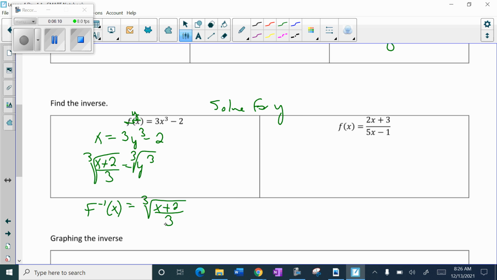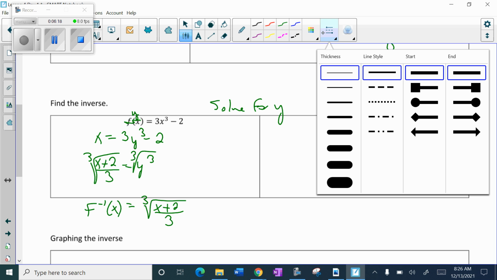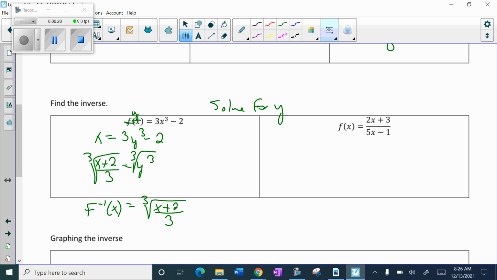Okay, so let's try this next one. This one's going to be tricky because both x's are kind of split, so our y's are going to be split. So let's see, we have x equals (2y plus 3) over (5y minus 1). So my main goal is just to get rid of that fraction. So I'm going to cross multiply, so it looks like that. And then I'm going to go ahead and distribute this x in.